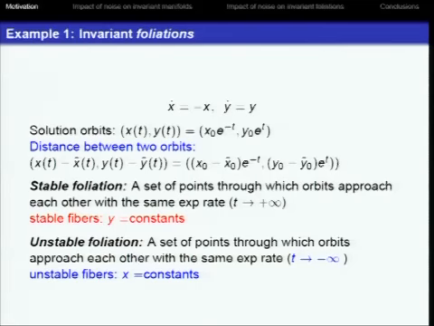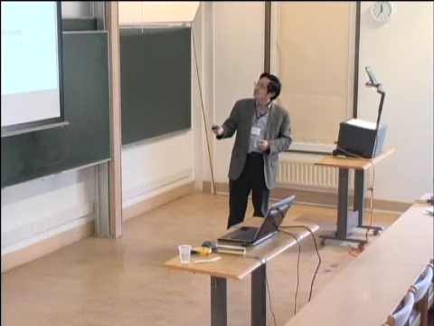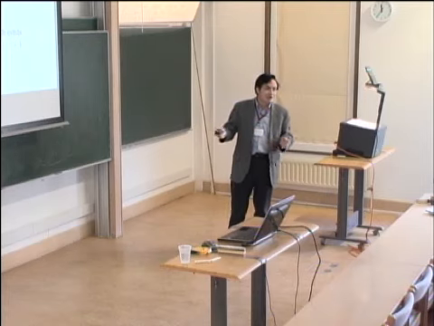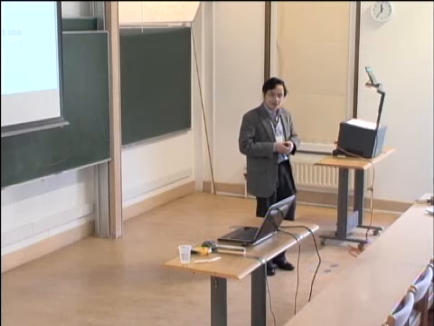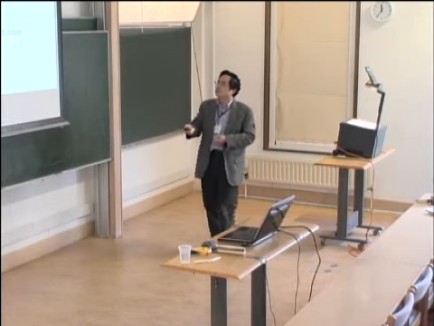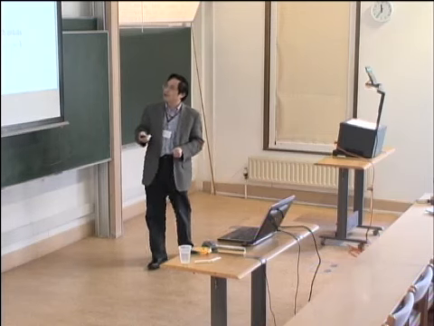A stable fiber means what? Means a set of points from which orbits will approach each other with a given rate. Now, if I look at the solution, I try to subtract the two solutions to see if they approach each other. If I take t going to infinity, this term will go to 0, but this will not. However, if I set y0 equals y0 tilde, then the whole orbit will approach each other when t goes to infinity, right? So that gives us one fiber. It's called a stable fiber because I do it for t going to positive infinity.